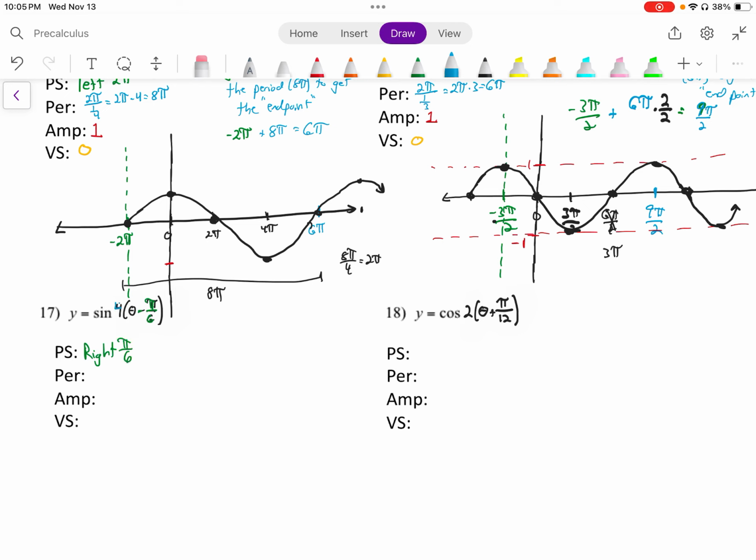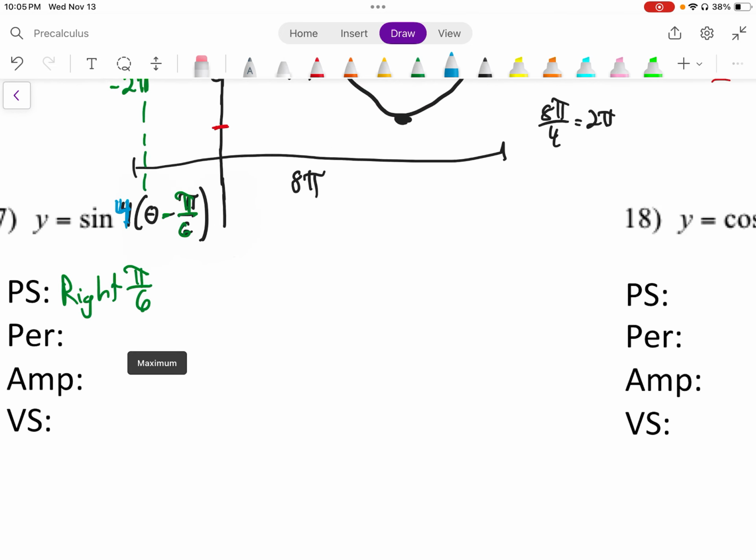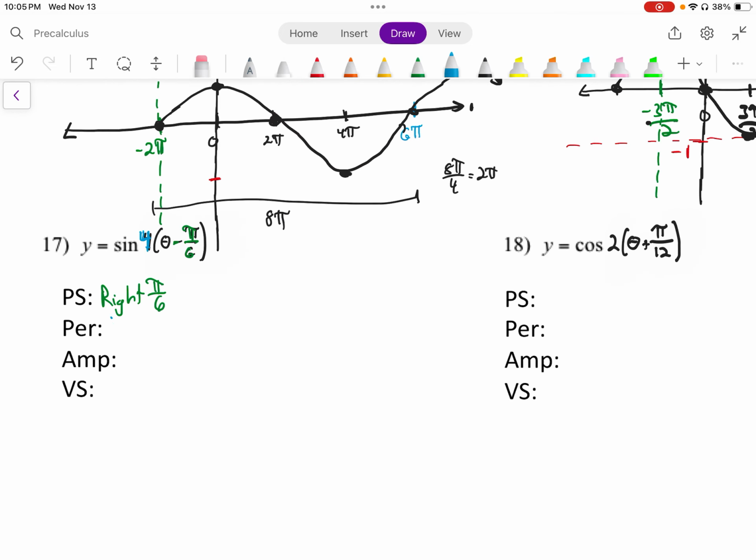Here's a 4 here. That has to do with our period. So the period, zoom in a little bit here, is the normal period of sine, which is 2 pi divided by that 4. So the period is 1/2 pi, or pi over 2. The amplitude is an understood 1. There is nothing added outside here. So the vertical shift is 0. We can sketch in our horizontal axis.